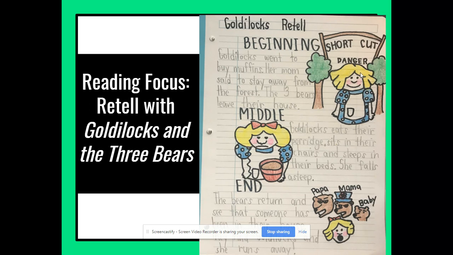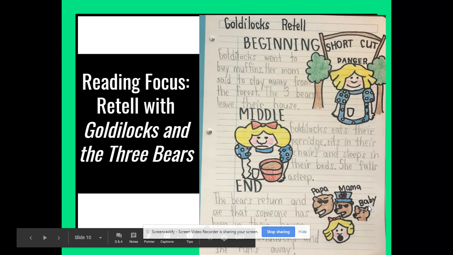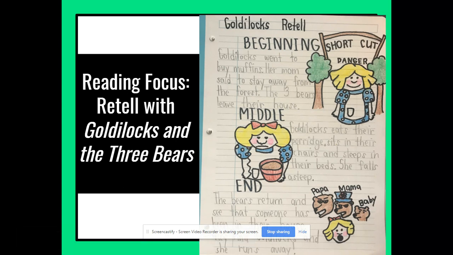So the last thing I needed was the problem and solution. The problem would be where my middle is. The problem is Goldilocks broke into their house. She's eating their food. She's sitting in their chairs, sleeping in their beds. And then the solution is she runs away and they never see her again. So I made sure to include all of those important details.